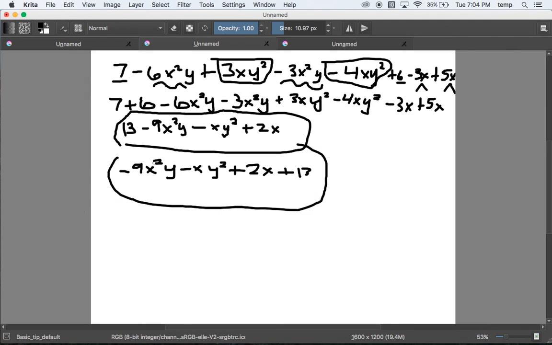Most of the time, teachers are going to want the highest power first. Terms are split up by plus and minus signs, so we have 4 terms. The power for each term is just the sum of your exponents. So this would be a power of 3, this would be a power of 3, because we have x to the 1, y squared. This would be a power of 1, because we just have x to the first power, and this would not have a power, because there are no variables on it. And so you want to do it in decreasing order of power.